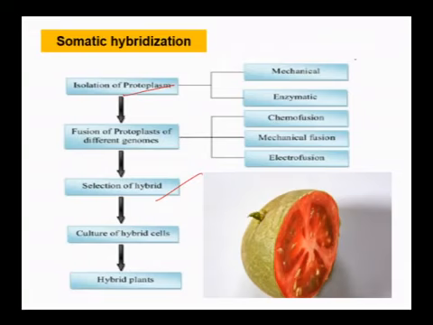In order to fuse these somatic cells, we can follow mechanical, enzymatic or chemical methods, and even electrofusion. The selected hybrid is the somatic hybrid. One example shown is pomato, where the tomato protoplast and the potato protoplast have been combined to produce the somatic hybrid pomato.